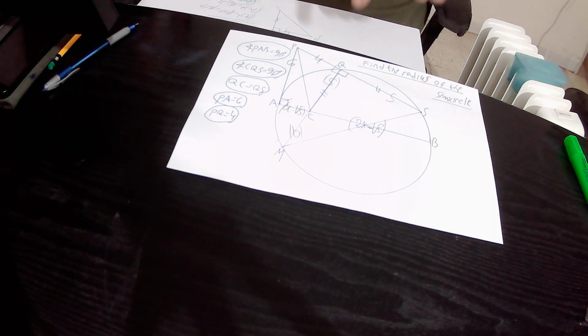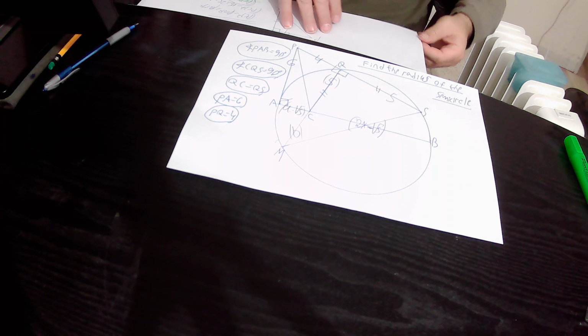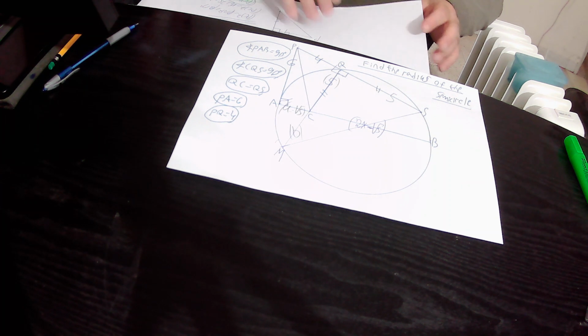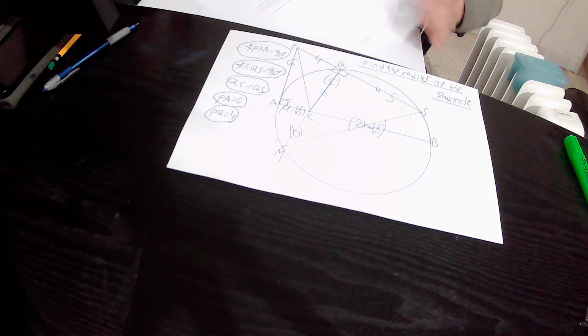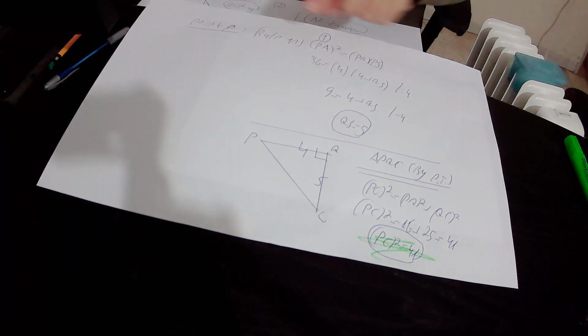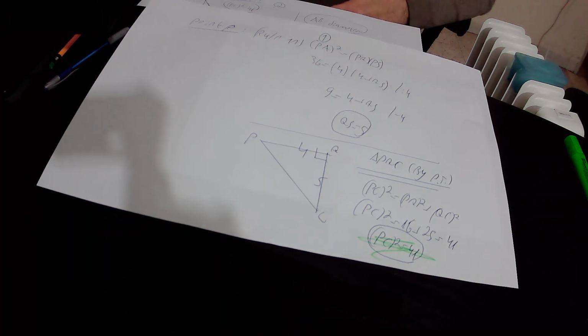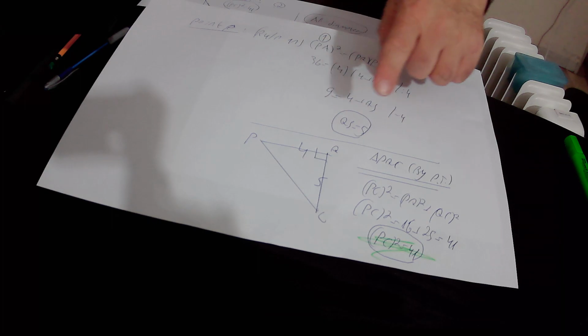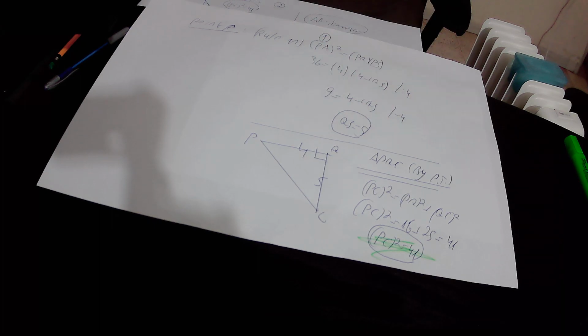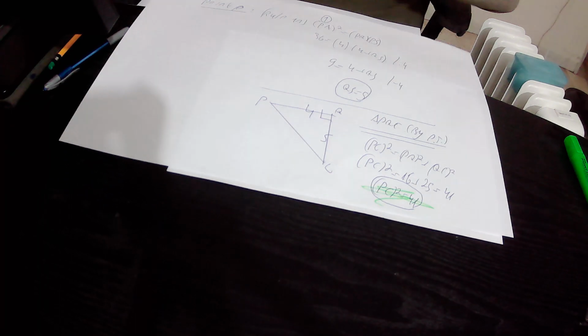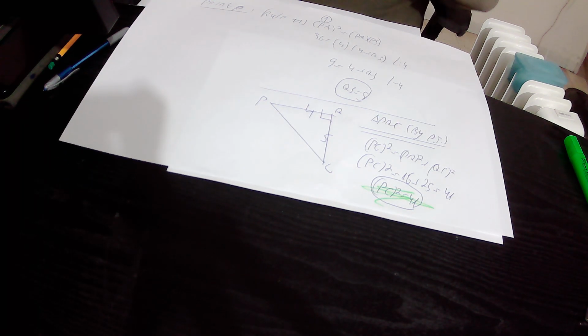So we copied the right triangle PQC onto a new page and implemented the Pythagoras theorem in this right triangle. This is the right triangle PQC that I copied from the original drawing. PQ equals 4, QC equals 5, and PC is missing here. According to the Pythagoras theorem, in this right triangle PQC, PC square equals PQ square plus QC square.